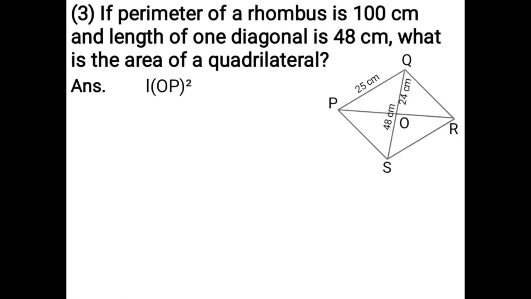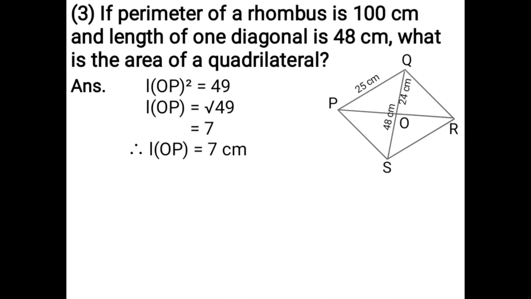Length of OP square is equal to 49. Now you have to find the square root of 49. Remove the square on the left side and put the square root symbol on the right side. That is, length of OP is equal to square root of 49, which is 7. Square of 7 is 49, so square root of 49 is 7. Therefore, length of OP is equal to 7 centimeter.